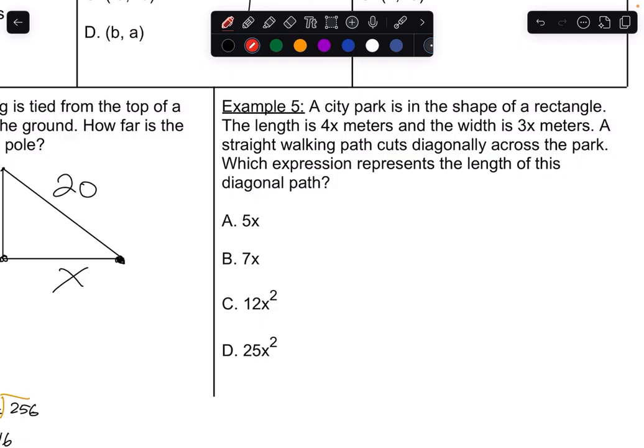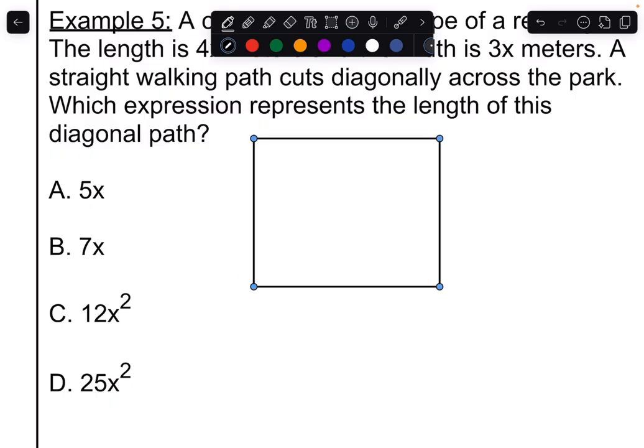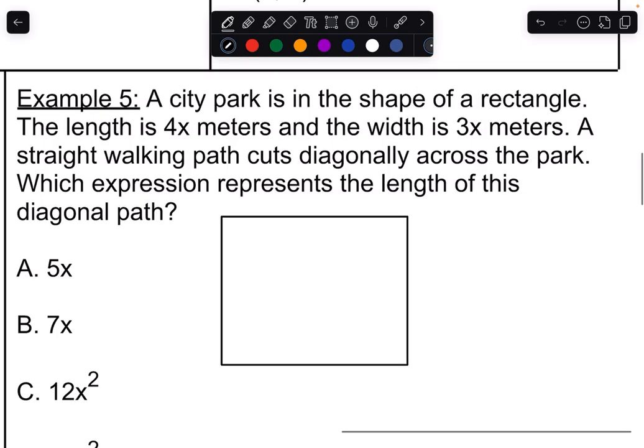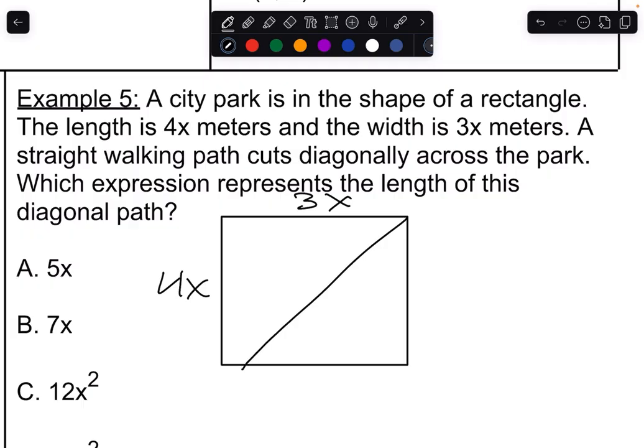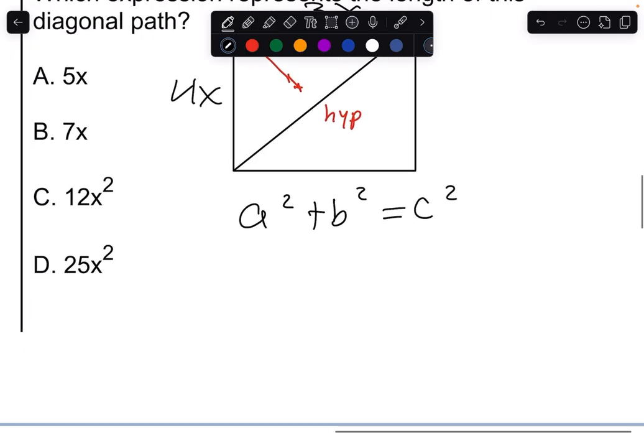Pause the video if you haven't drawn this already, or if you haven't done it. Awesome. Diagonal. I don't like that in red. Perfect. The length is 4x and the width is 3x. Looks like the width is bigger in my picture. My bad. That's fine. And you have a diagonal path that cuts straight across the park. So it's maybe something like this, which makes this a right angle and makes this one the hypotenuse. So the good news is we had the value of A and B, and you're trying to figure out the value of C. So nothing too crazy there.